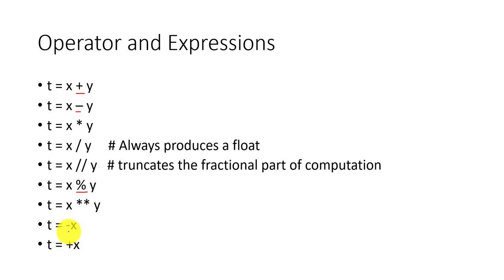And next operator is this minus operator. This is a unary operator. All the above operators required two operands, so they were all binary operators. The unary operator requires only one operand, and this unary minus operator just changes the sign of the operand. In this case, if x is 5, then t will get the value minus 5. If x is minus 5, then t will get the value 5.